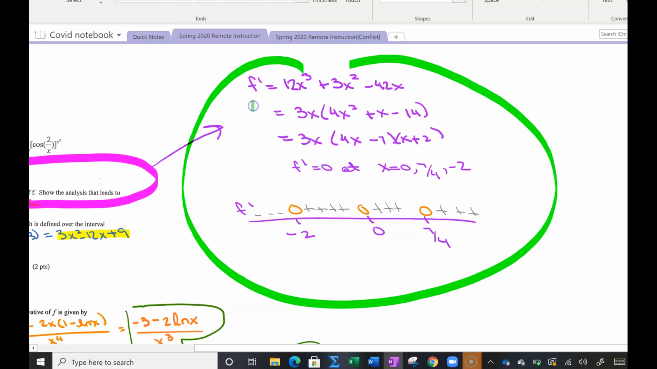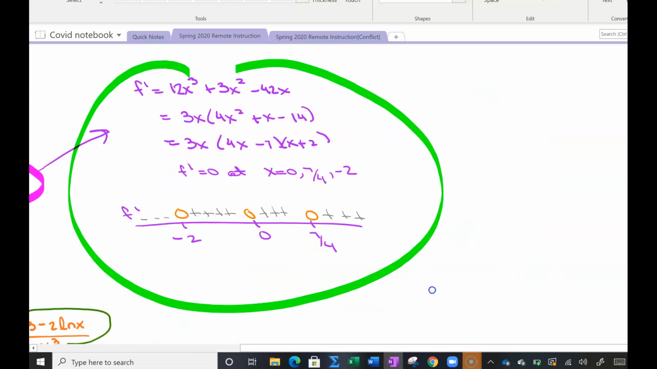This is the first derivative test for extrema, right? Because f is decreasing then increasing, so the absolute min has to occur at x equals -2 by the first derivative test for extrema.